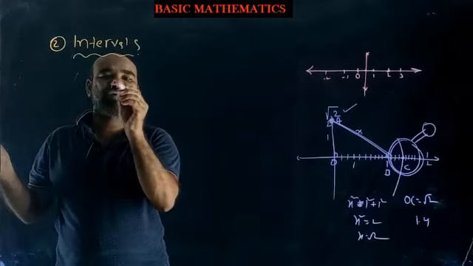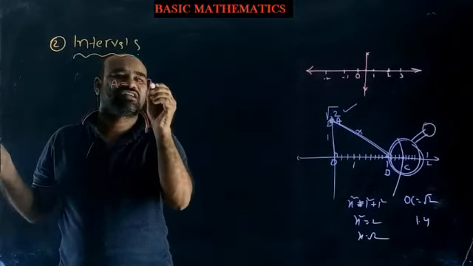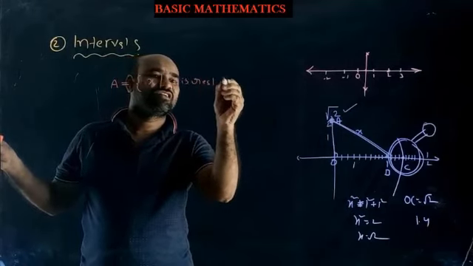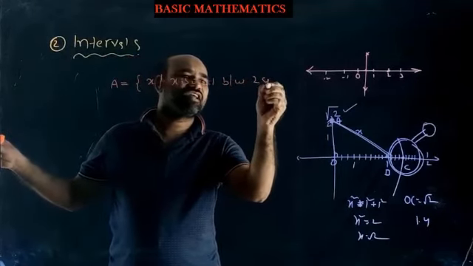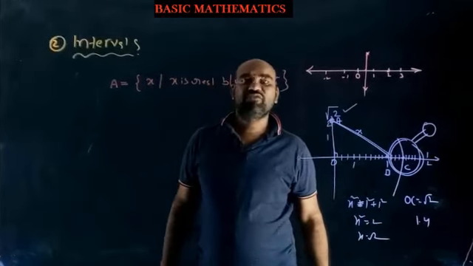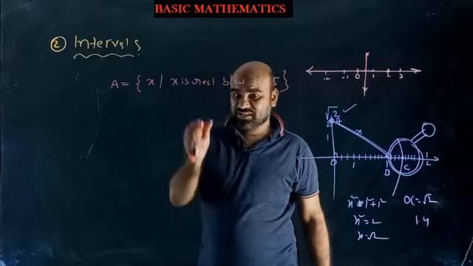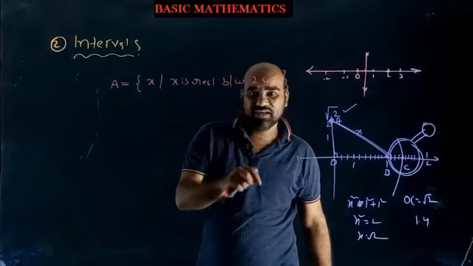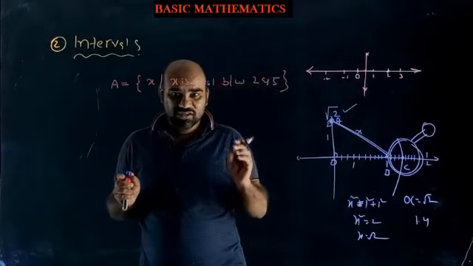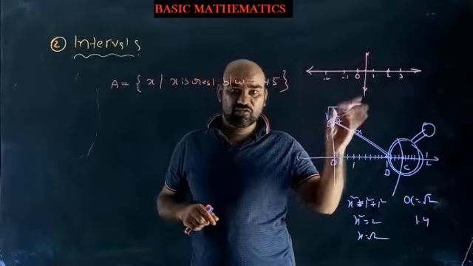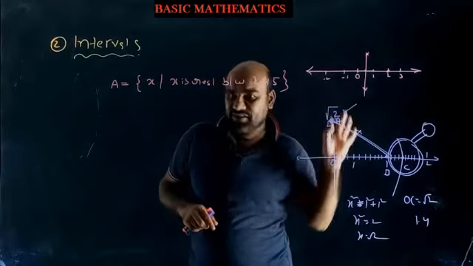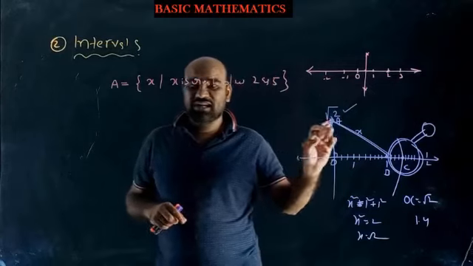Now, A is a set of elements x such that x is a real number between 2 and 5. Means x is a real number that lies between 2 and 5, not equal to 2, not equal to 5. Between 2 and 5 means that it may be 2.00001, it may be 2.00007, up to 4.99999.